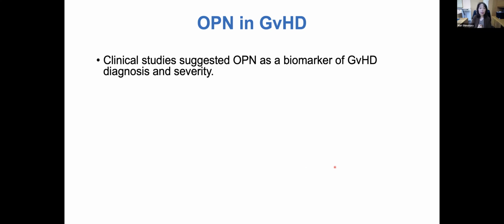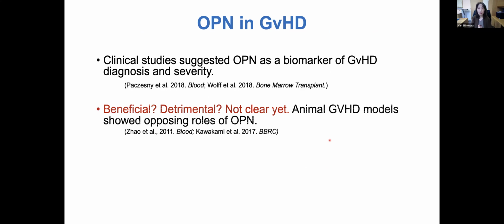So what do we know about OPN in GvHD? I think it's really important that OPN is now known to be highly expressed in GvHD. So some papers have even suggested that OPN can be a biomarker of GvHD diagnosis and severity. However, once it gets to the mechanism, what OPN is doing, it's not known so much at all. For example, we didn't know whether it was beneficial or detrimental. Papers came out before, and one paper says OPN is beneficial, but another paper says detrimental. So it's not really clear.